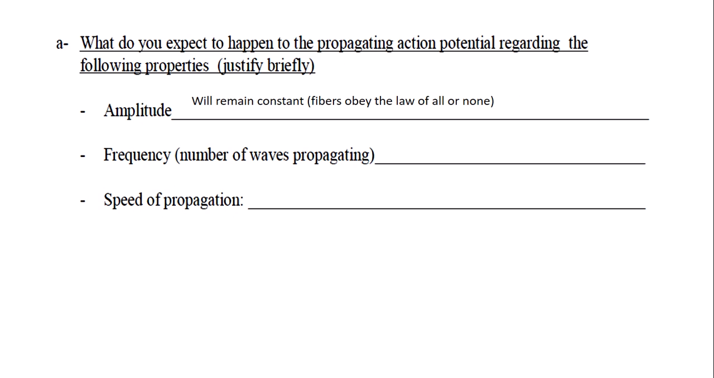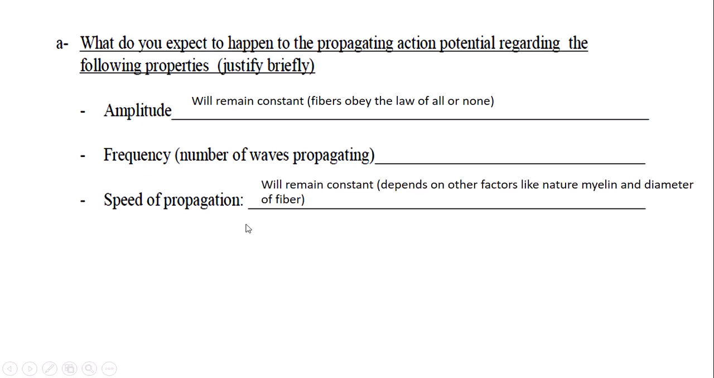Now this is something new for students, so you can say whatever you like here. You can say it stays the same, it increases, it decreases, whatever you see fit. And for the speed of propagation, students should say that it will remain constant. They might say otherwise, but usually they know that it depends on other factors like the nature of the fiber, I mean the presence of myelin and the diameter of the fiber.